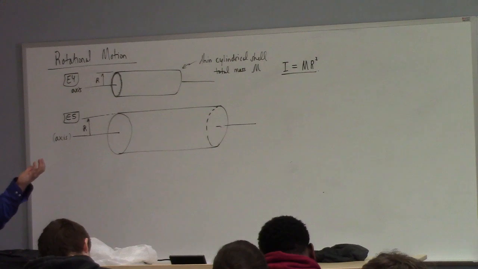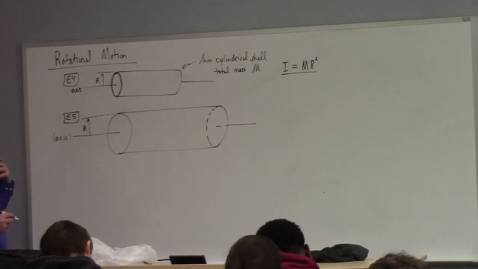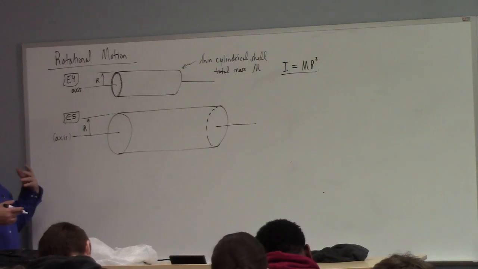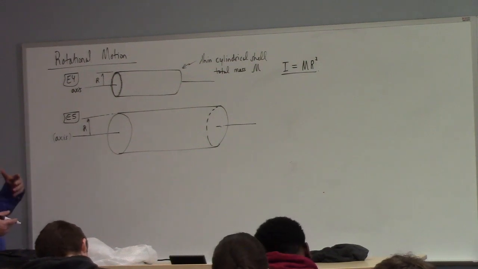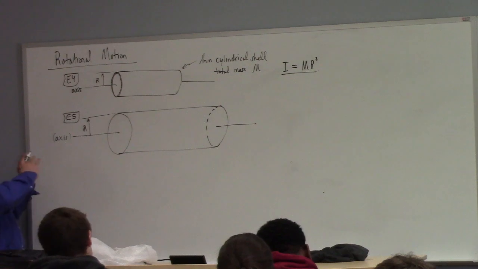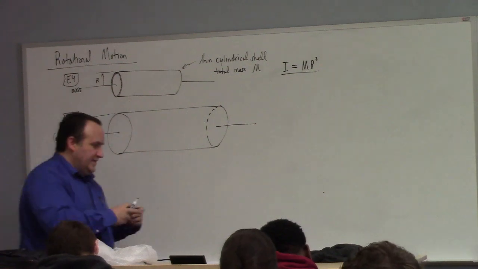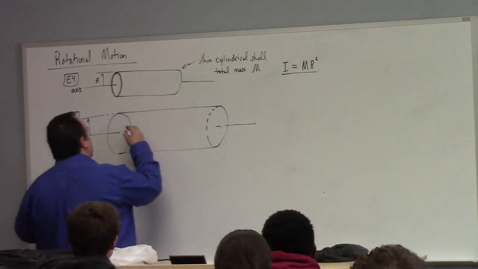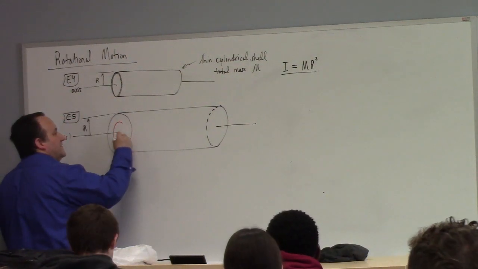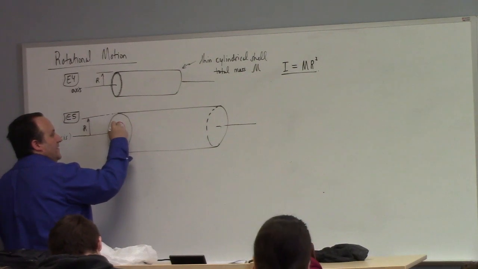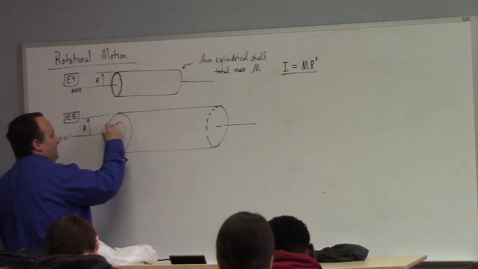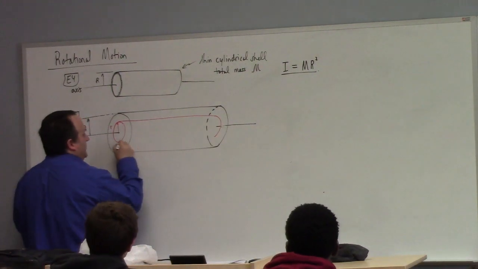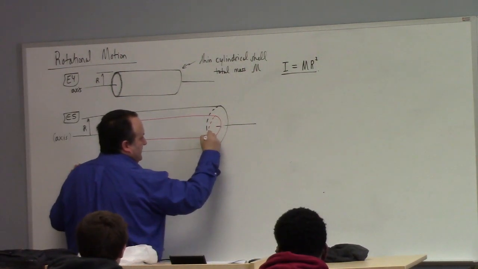I can't just say mr squared anymore, right? Because some of the mass is further from the rotation axis than others, right? So the way we figure this out is we chop it up into a bunch of simple cylinders. Basically you want to use the method of cylinders and think about a cylindrical shell, radius r, let's say little r, right? And we know the moment of inertia for such a little shell inside.